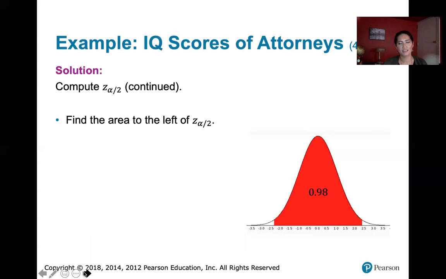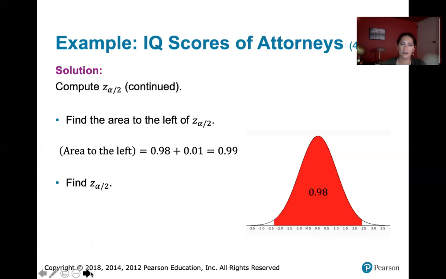So we find the area to the left, which is the 98% plus the 1%, which is 99%, or the true area is 0.99, got that decimal. And then we find z sub alpha over 2, and we've actually got a couple of options. We can use Excel, or we can use table A2, or you can use other calculators or technology to find this z-score. So let's use Excel. With Excel, I got 2.33. Let's show how we would do that.